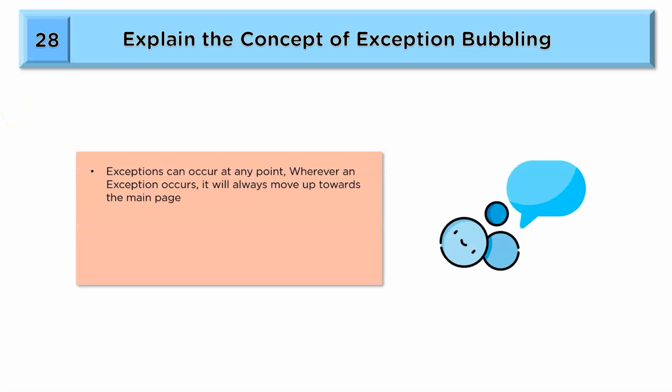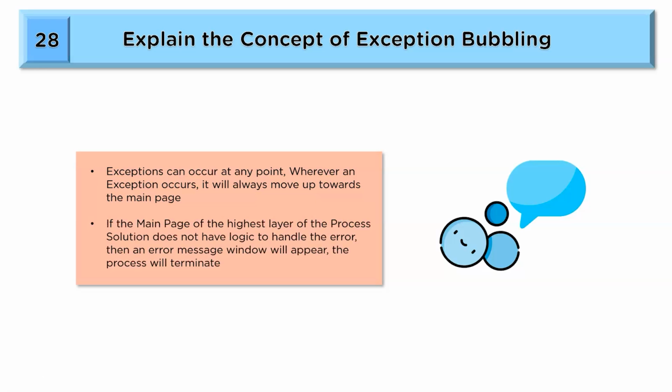Exceptions can occur at any point throughout a process solution. Whenever an exception occurs, it will always move up towards the main page of the process, to the highest layer of the process solution. An exception will continue to bubble up from an action in a business object and then through the hierarchy of pages within the calling process until it reaches the page that contains the recovery logic. At this point, the exception will be handled.